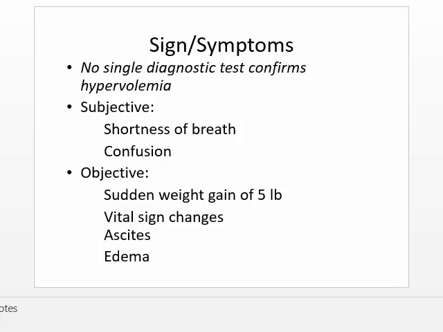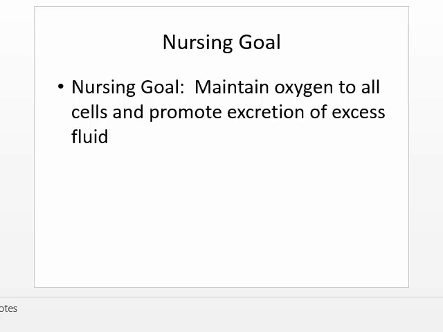Some diagnostic findings that we'll find is that the sodium is normal, and we're going to have a decreased hematocrit and BUN because the blood has been diluted. And we're also going to have a decreased protein, again because it's been diluted. And if you took a chest x-ray of this individual, you would see fluid in their lungs. So the nursing goal for these individuals is to maintain oxygen to all cells and promote excretion of excess fluid.